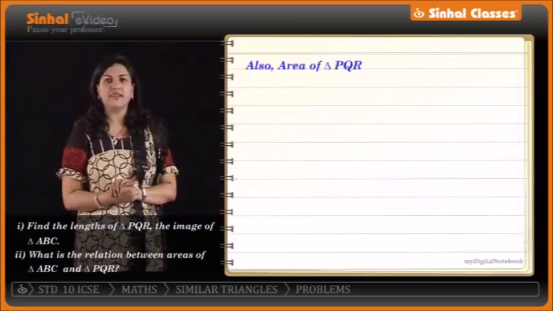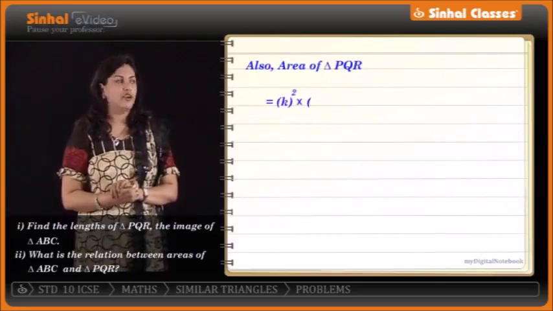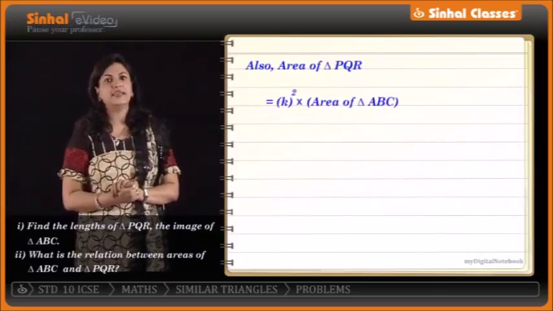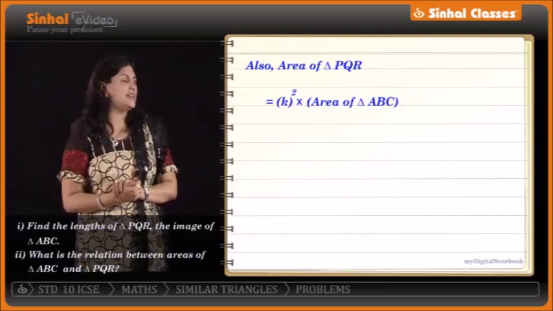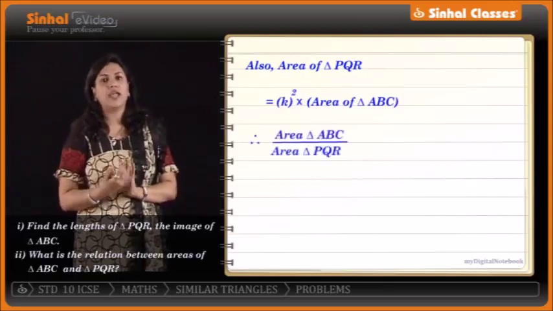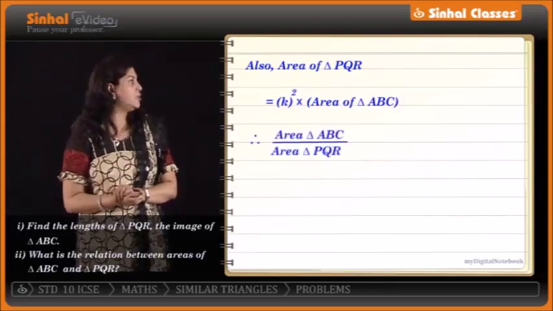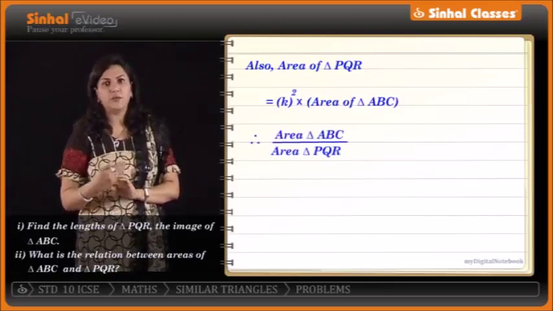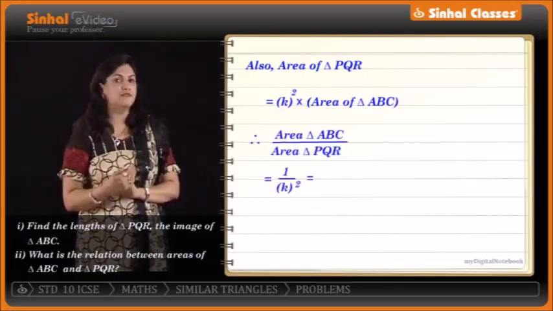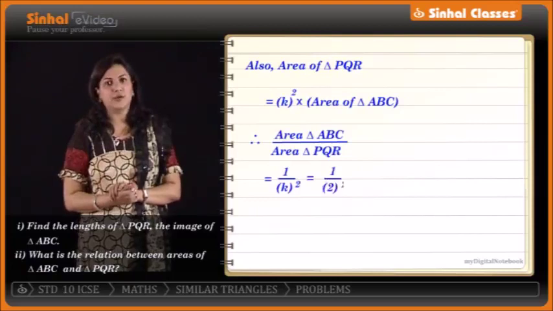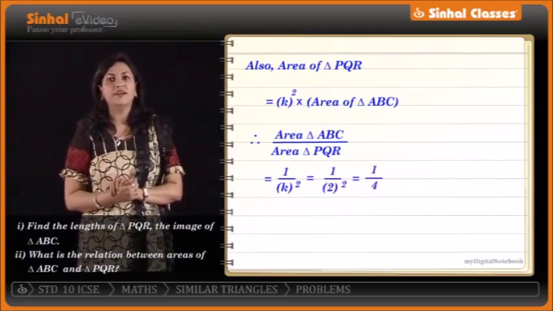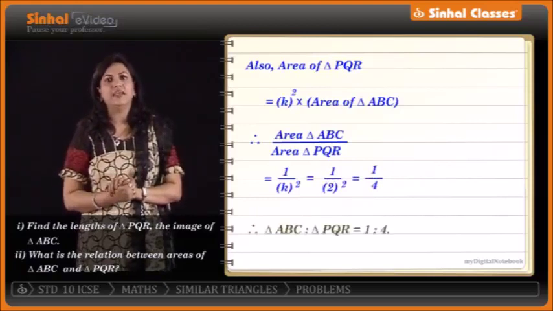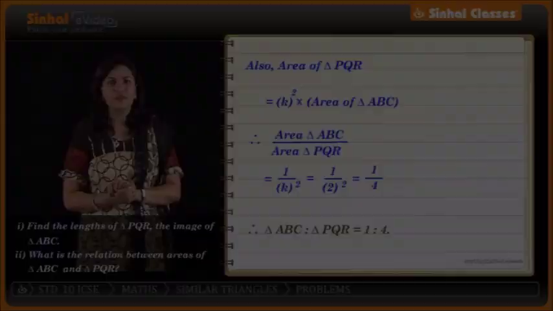Now area of triangle PQR will be K square times the area of triangle ABC, that is area of triangle ABC upon area of triangle PQR will be 1 upon K square, which is 1 upon 2 square, that is equal to 1 upon 4. So we have got triangle ABC is to triangle PQR equals 1:4.